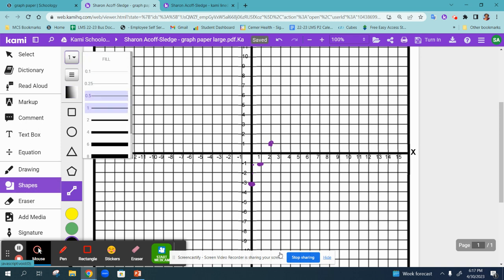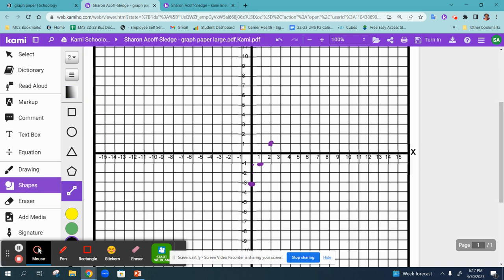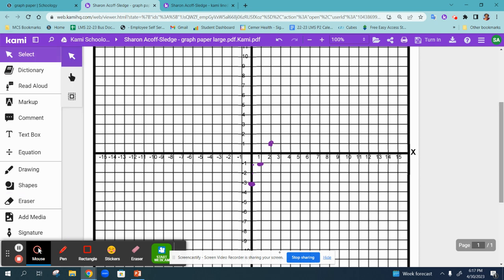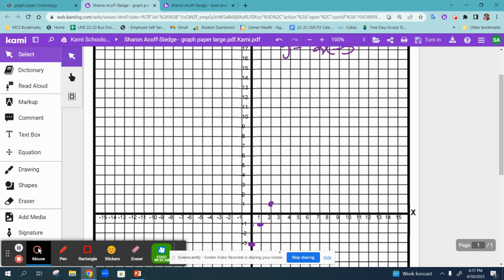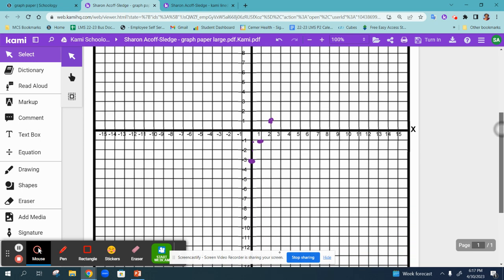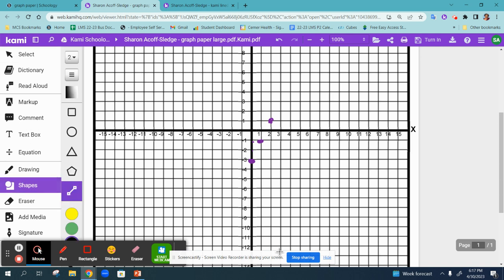So now, how do we draw our line? Since it's less than or equal to, since we have that equal sign, we're going to use a solid line. Okay, so I'm going to use the line tool here. You can use a ruler and draw your line. You need to draw it to cover the whole graph, but this tool limits me.